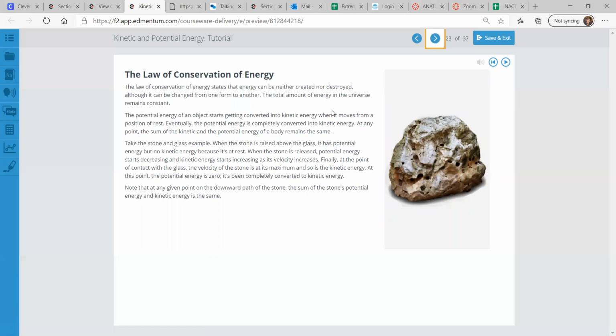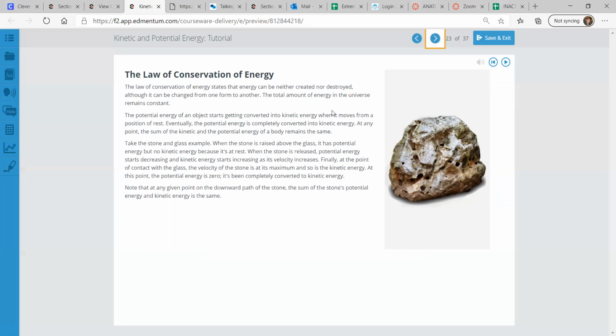The law of conservation of energy. The law of conservation of energy states that energy can be neither created nor destroyed. It can change from one form to another. The total amount of energy in the universe remains constant. So everything that is here has the same amount of energy at all times. It just changes from one form to another.